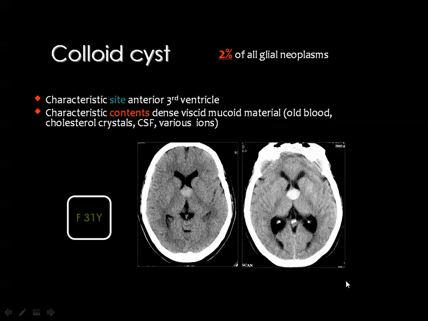Then the colloid cyst, this is the incidence, 2% of all glial neoplasms. It has the characteristic site in the midline along the anterior part of the third ventricle, intimately related to the region of the foramina of Monro. And this cyst will appear hyperdense on the CT scan, and it will not show any enhancement after injection of contrast. The contents are hyperdense because of the viscid mucoid material, some blood elements, cholesterol crystals, CSF, and various ions.